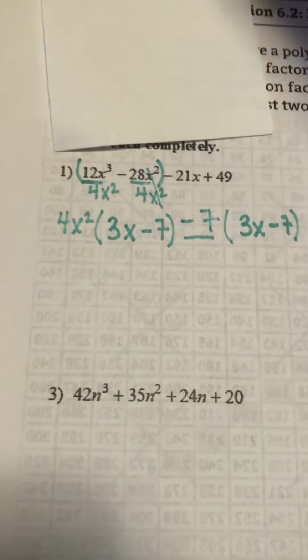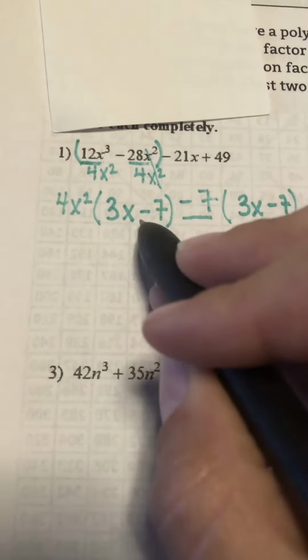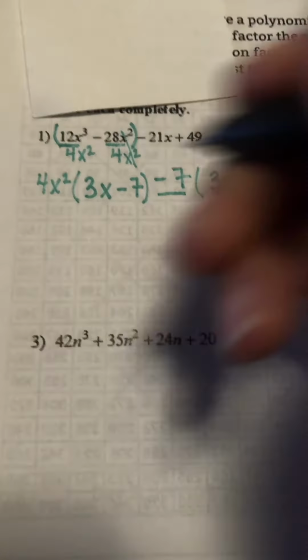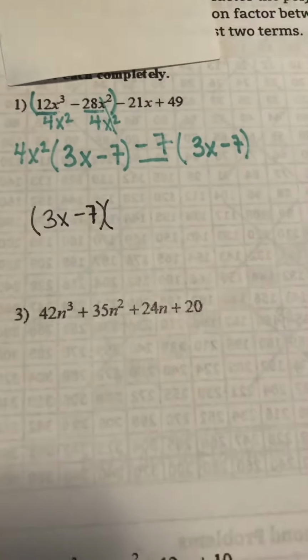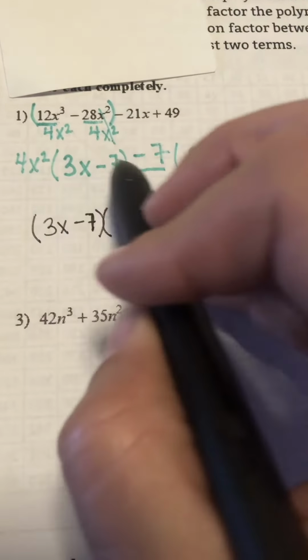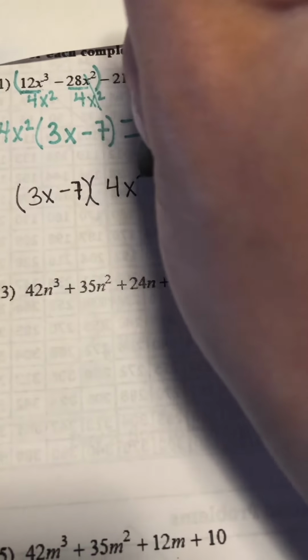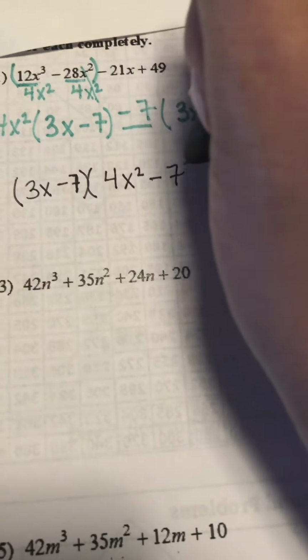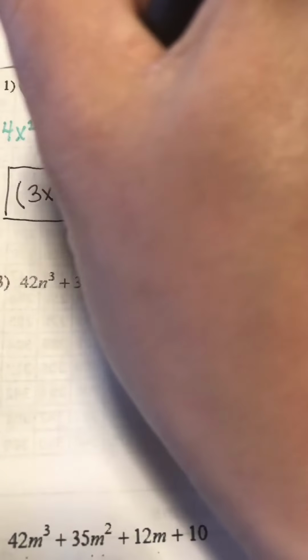So to get our final answer, this is where the magic happens. Obviously, these two are the same, right? We're going to take one of those because that's part of our answer. So 3x minus 7, that's one part of our answer. The other part comes from these two things outside. I'm going to put them together. So 4x squared minus 7, because this was minus 7, comes down. And there is my factored group here.